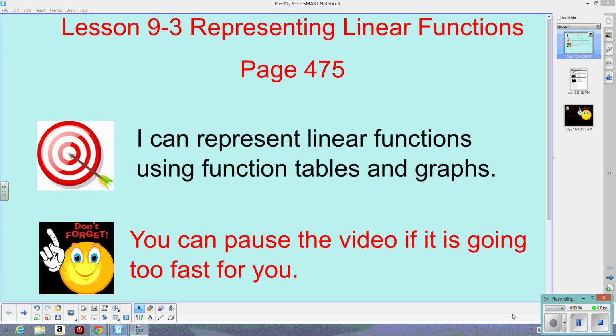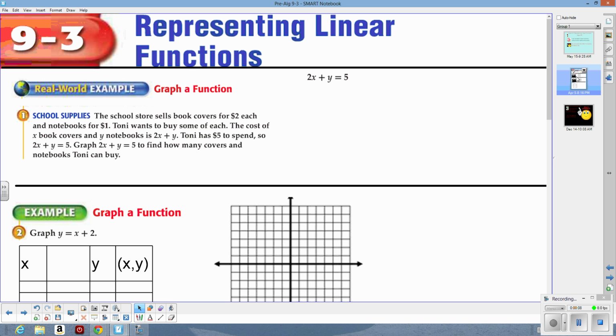In Lesson 9.3, you will represent linear functions using function tables and graphs.